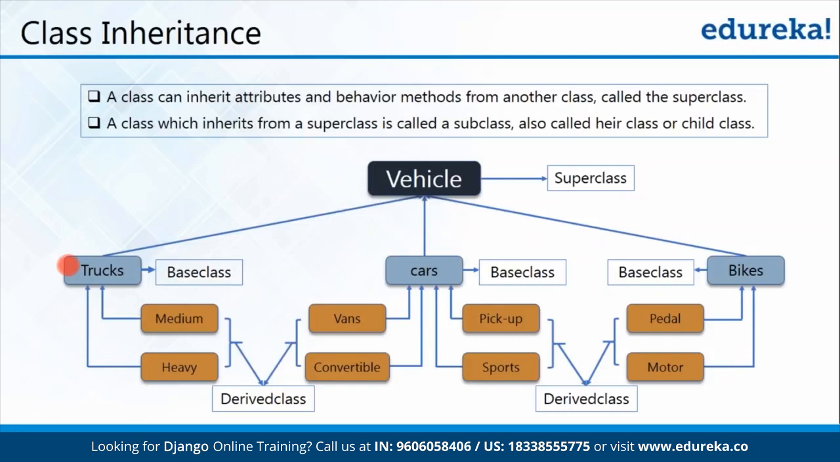So basically what I'm saying is, there are certain functionalities which will be common for trucks, cars, and bikes. So instead of writing the code or the method again for each of these classes, they can go on and inherit that functionality from the superclass, that is nothing but Vehicle. So I hope you have understood the concept of inheritance.